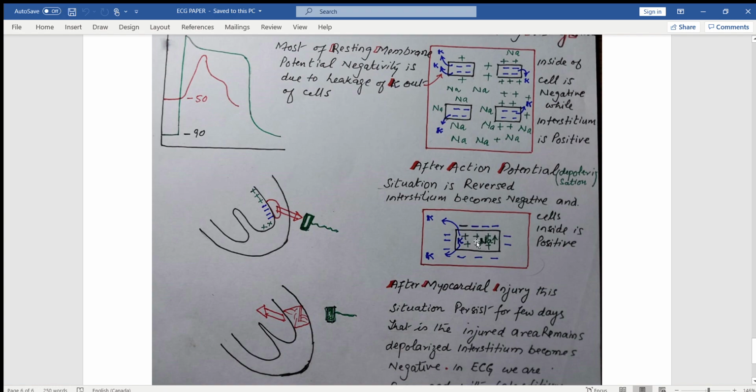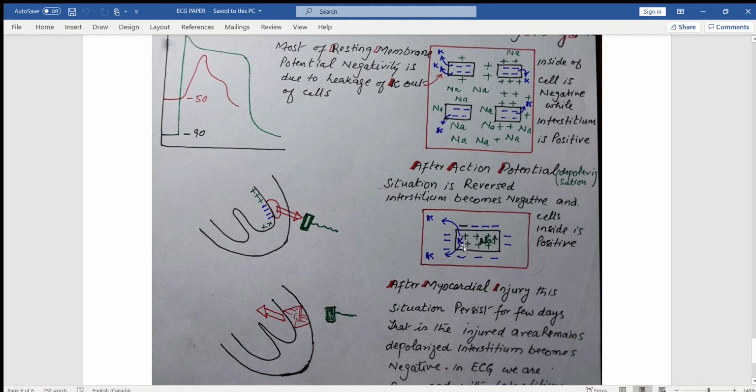When the repolarization starts, sodium will remain in and potassium is going to move out for the repolarization. This is the process of depolarization. When the wave of depolarization reaches, the outside of the cell, the interstitium, becomes negative. Here the interstitium was positive, here it is negative, and inside the cell becomes positive, and some of the potassium moves out for the process of repolarization. So this is the situation.